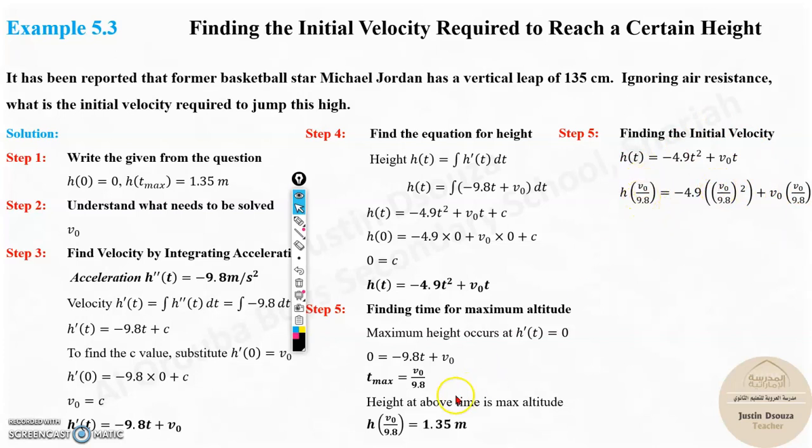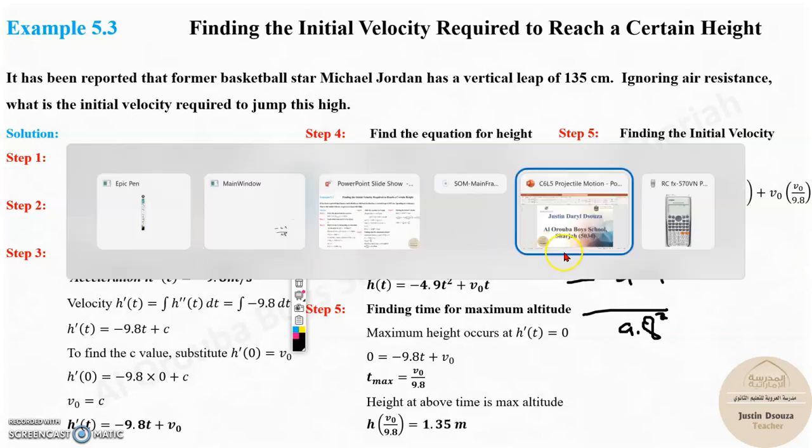H of v naught divided by 9.8 is 1.35. You can write over here 1.35. Now t square is v naught by 9.8 square. Now what is negative 4.9 divided by 9.8 square? That is negative 5 by 98. You can do this in calculator. Let us just do it.